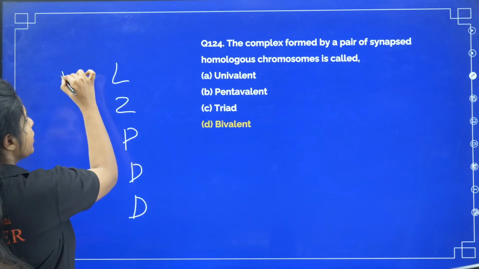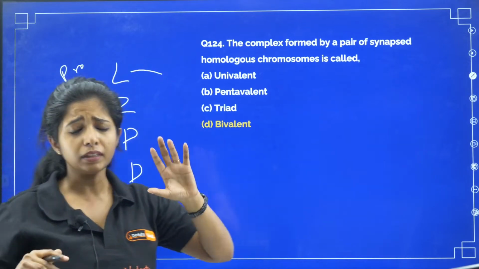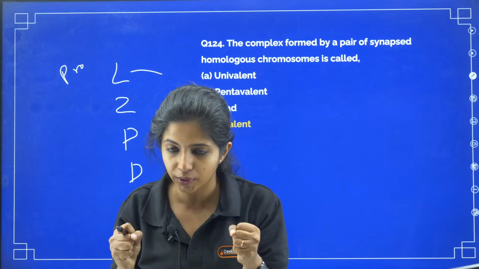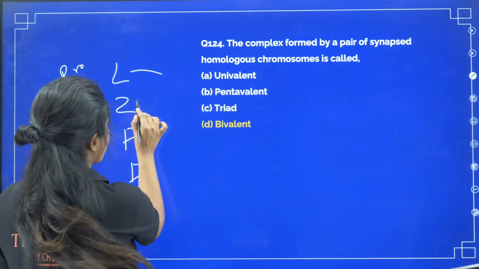Okay, in the case of prophase 1, my dear children, what happens is that in leptotene, the chromatin fibers which are there are going to condense down to form the chromosomes. Okay, they are going to form the chromosomes. Now what happens in the zygotene stage?